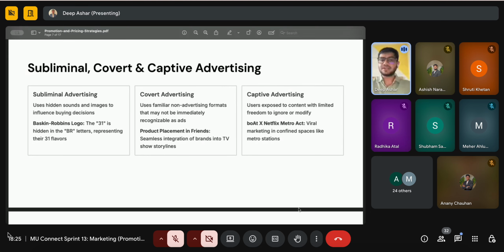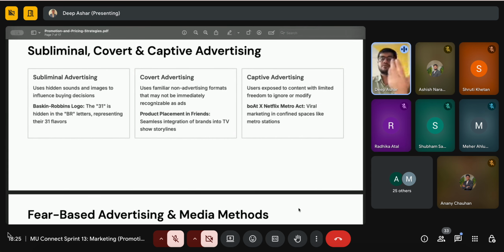So it usually happens in a digital medium. It is using non-advertising formats to build subtle brand recall. Earlier movies also had a lot of this, where brands actually sponsored and paid millions just to show their particular product in that movie. It happened quite a lot in Hindi movies too.